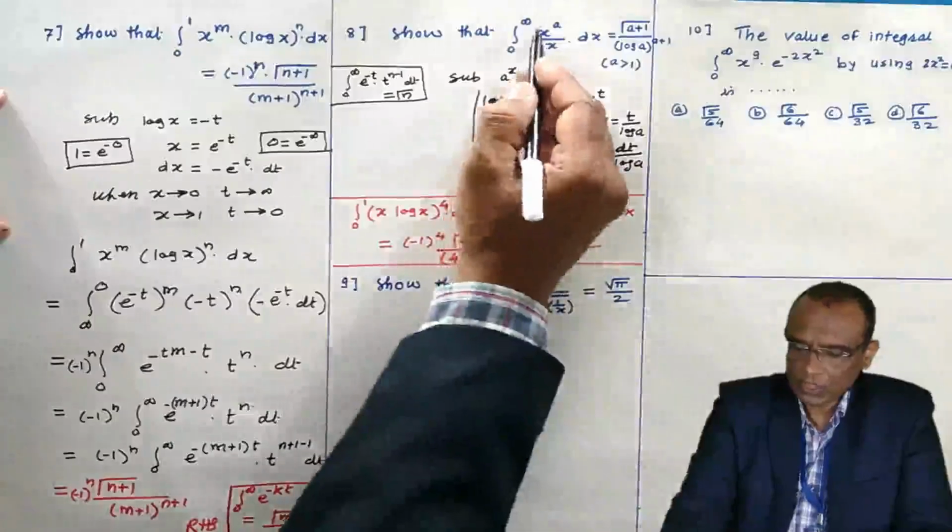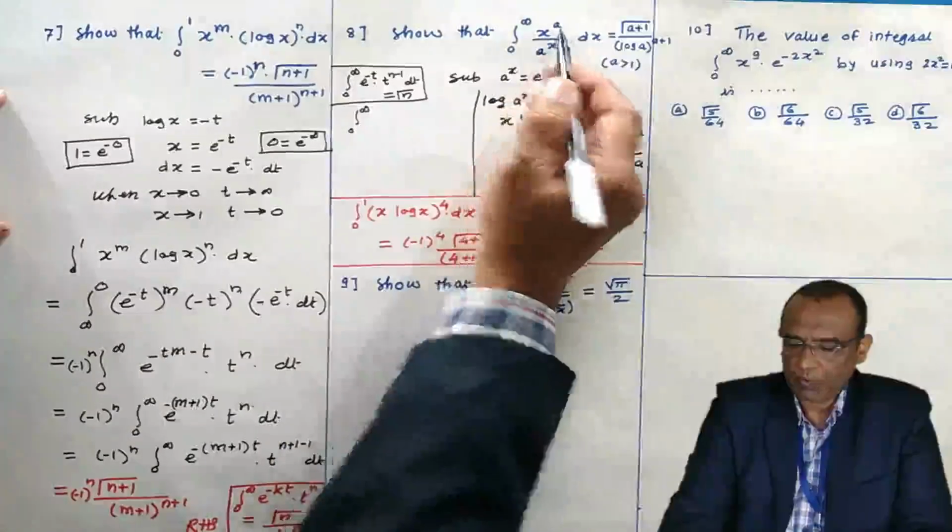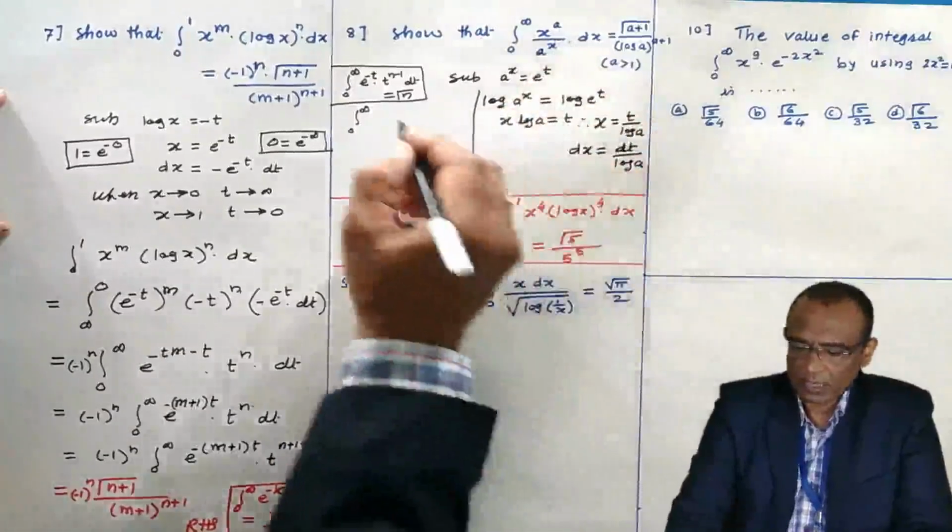Now, this integral 0 to infinity x power a. What is x? t by log a.